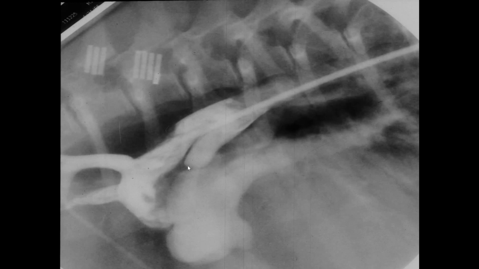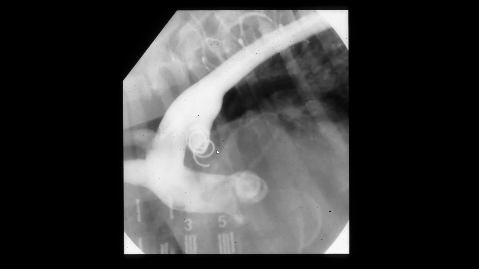They passed a catheter in here, and here's the descending aorta. Here's the left atrium. And here's the connection. That's the PDA right in here. That's the abnormal PDA. And this is in an animal that has the PDA, and now they've come in and they put this coil occluder device in.